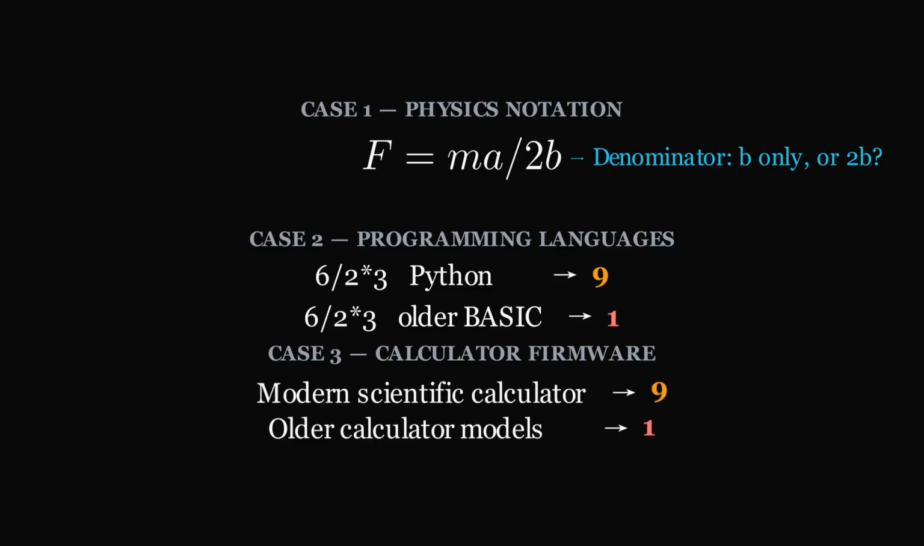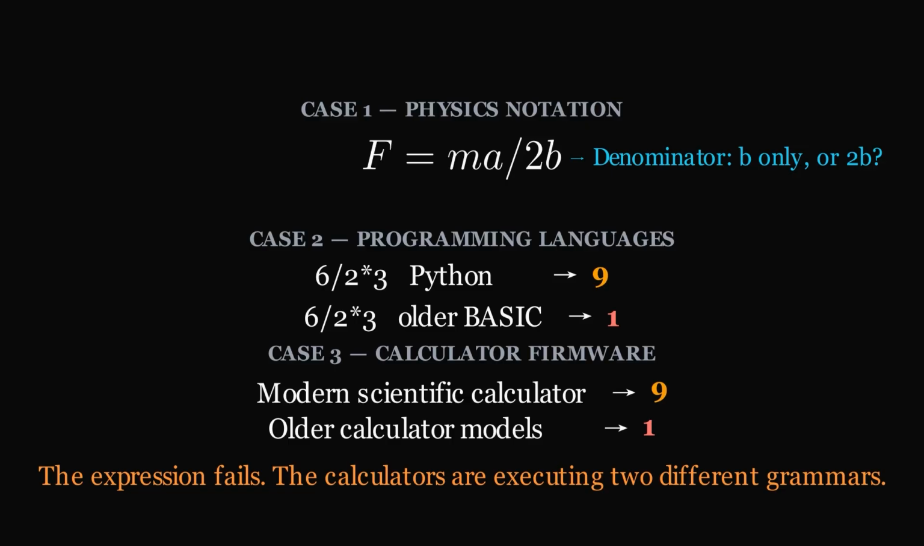And then there are the calculators, the detail that always surprises people in this argument. 2 physical calculators, same buttons pressed in the same order. One says 9. One says 1. Both are working perfectly. They're running different firmware with different precedence rules for implicit multiplication, and neither the box nor the keypad tells you which one you've got. The expression fails. The calculators don't.